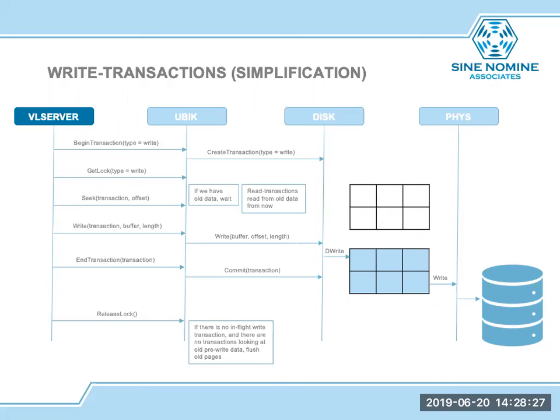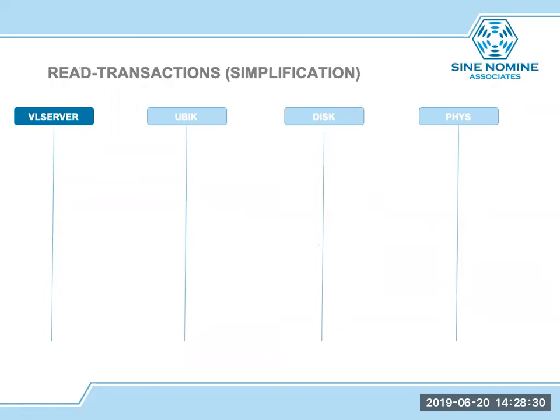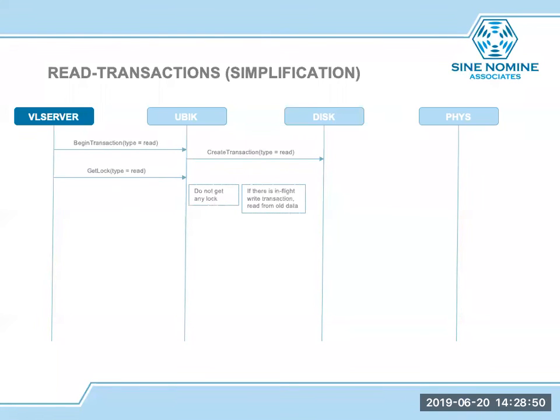A read transaction. Okay, I'm going to talk about the read transaction now. With read transactions, we have to create a new transaction. Then we have to get a lock. But we actually do not get any lock here. We still use this function to check if we have a write transaction. If we have a write transaction, we set a flag saying that from this point, we're going to read any data from the old version of the buffer first.